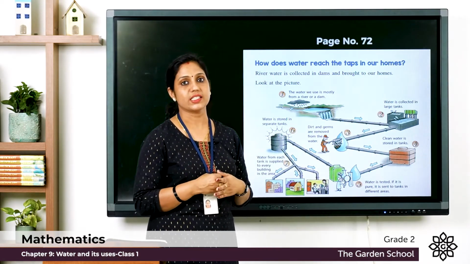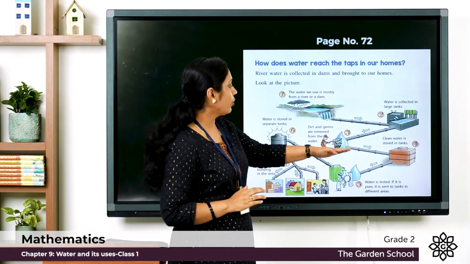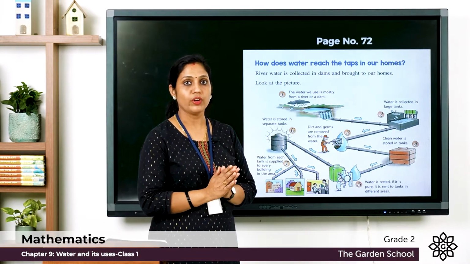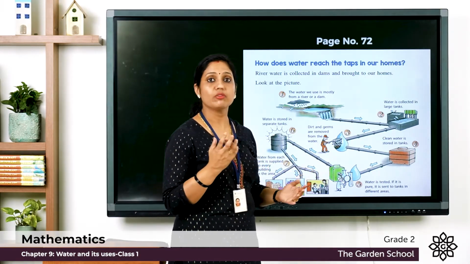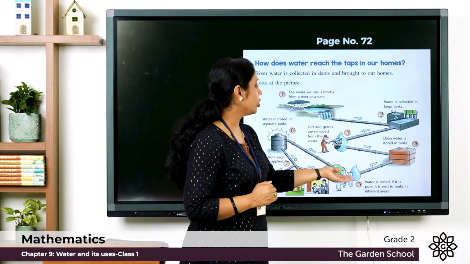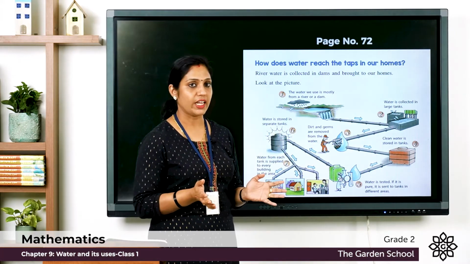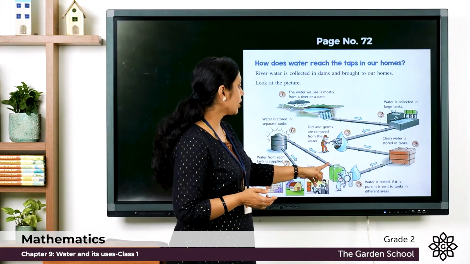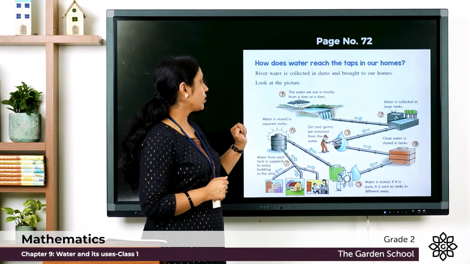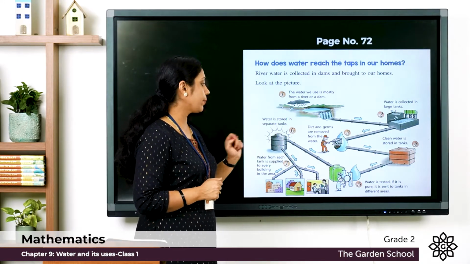Again, the water is tested here to see if it is pure. Before, in the third step, we saw that dirt and germs are removed from the water. And again, it's being tested if the water is pure. If it is pure, it is sent to different tanks in different areas. So here, you can see the water is sent to different tanks. In the sixth step, you can see water is stored in separate tanks.